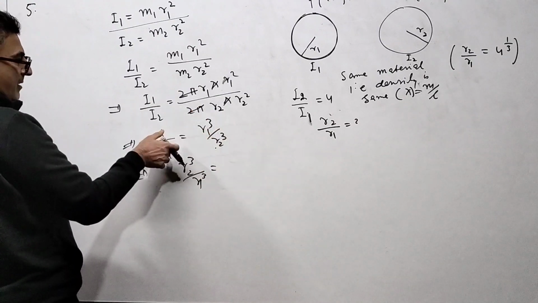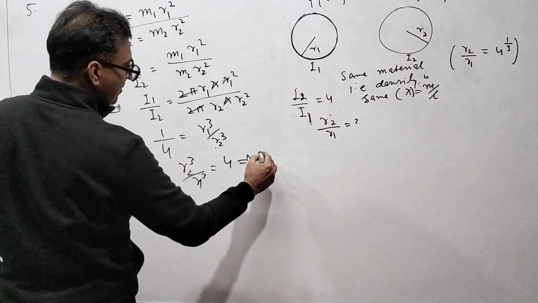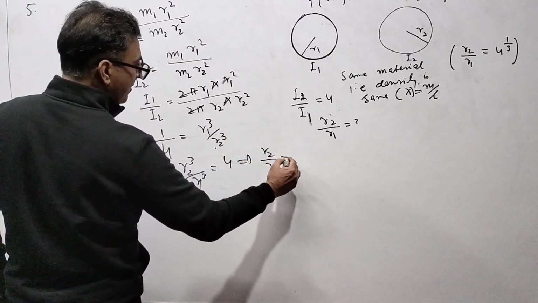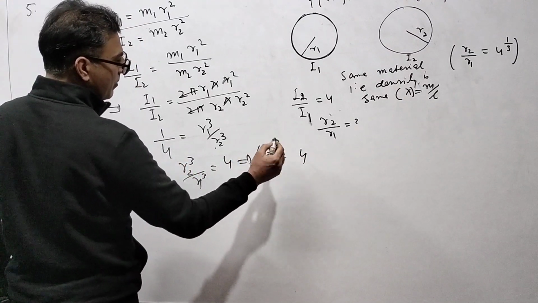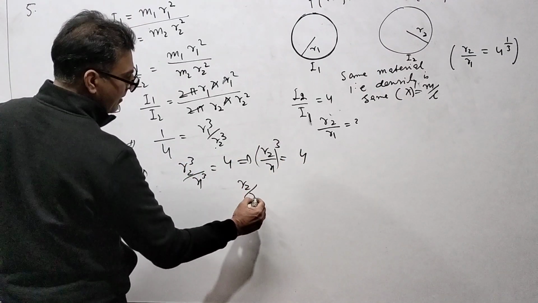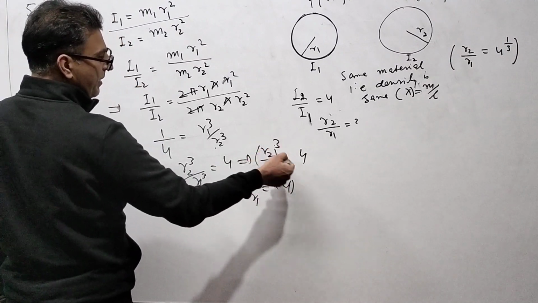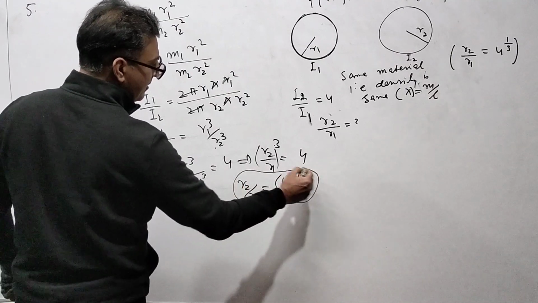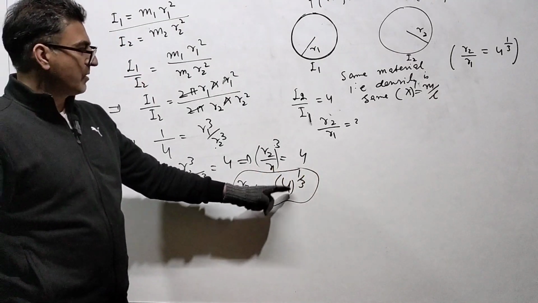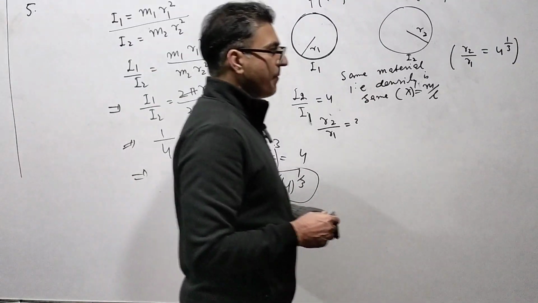इसको मैंने उल्टा कर दिया, इसको भी उल्टा करना पड़ेगा, 4. And that implies, what is R2 by R1? That is 4. ये क्यूब जो है, whole cube कर दो, वहां से क्यूब रूट हो जाएगा 1 by 3. Answer: R2 by R1 is 4 raised to power 1 by 3. Simple one. Let's go to the next problem.